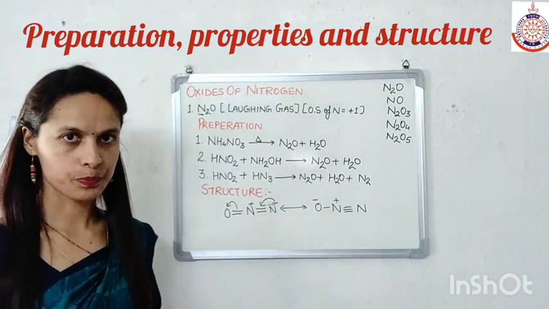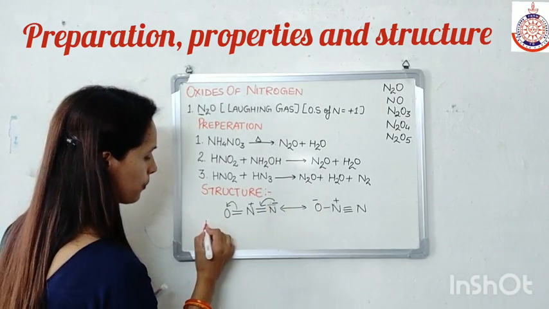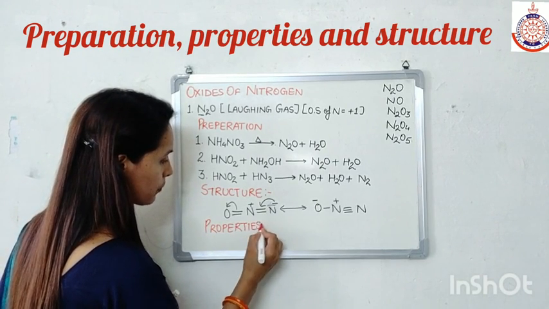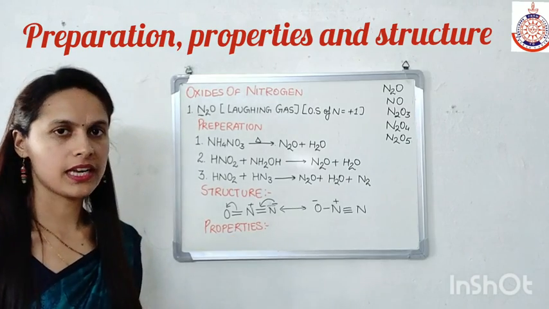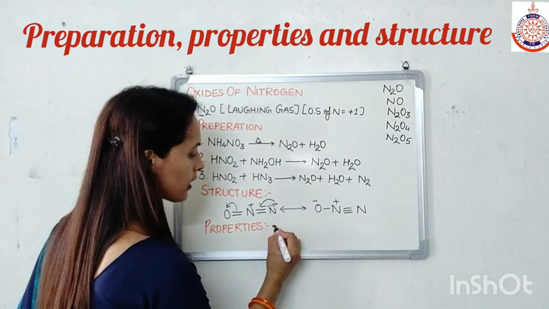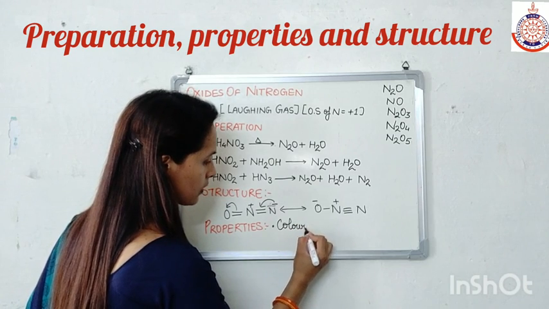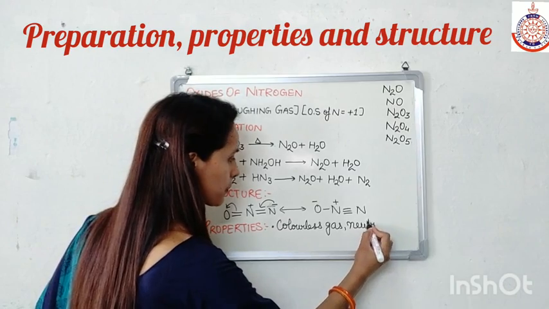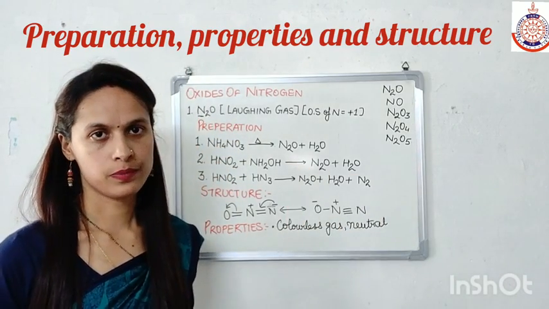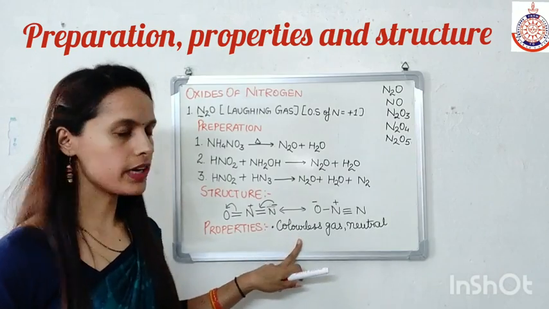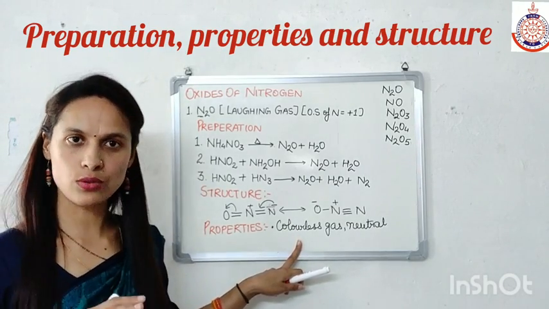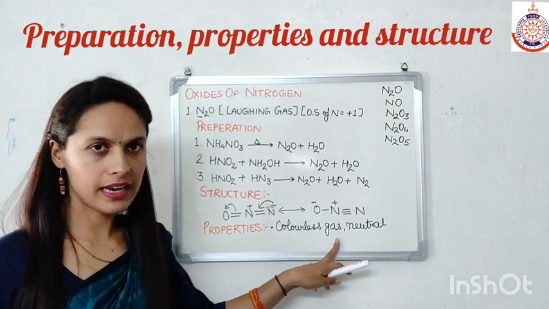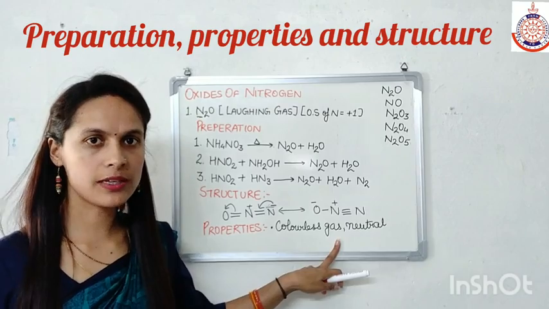Now we'll study the properties of laughing gas. What are the different properties of laughing gas? First of all, it is a colorless gas, and it has no effect on the litmus paper, hence it is neutral. So first of all, it is a colorless gas, means it has no color, and its physical state is gaseous at room temperature. So it is a colorless gas, and it has no action on the litmus paper, that's why it is neutral.